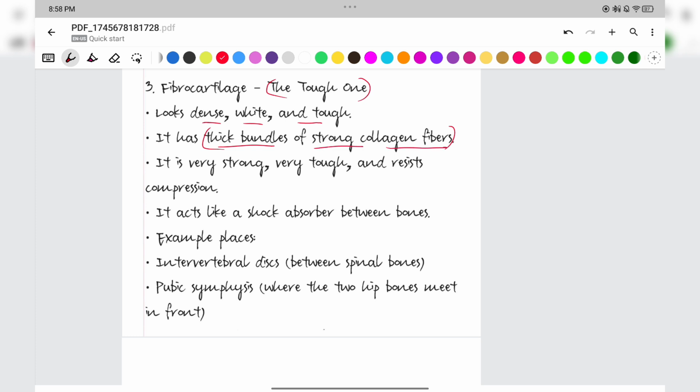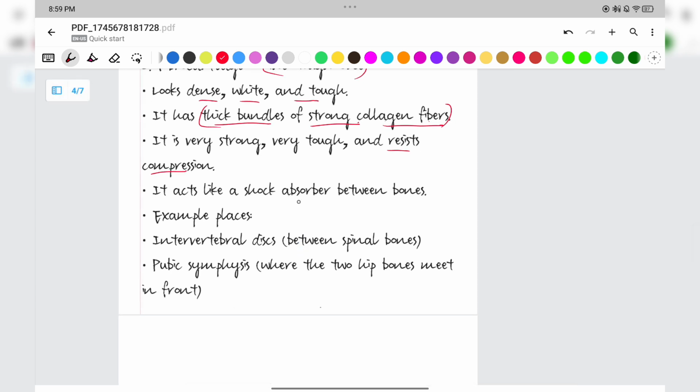Okay, it is very strong, very tough, and resists compression, which means it is not at all flexible. It contains thick bundles of strong collagen fibers. It acts like a shock absorber between the bones. Examples of the places: intervertebral discs between the spinal bones, and pubic symphysis, where the two hip bones meet.